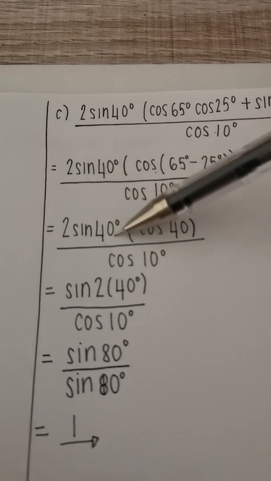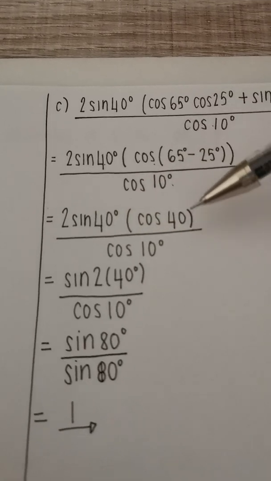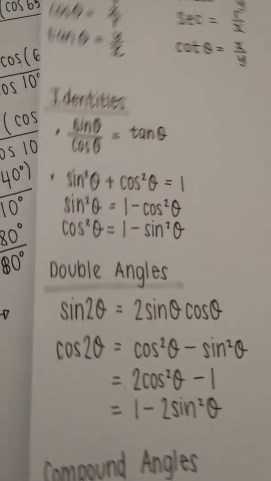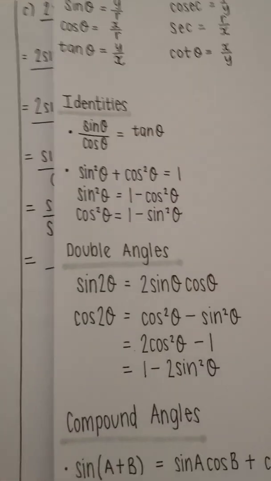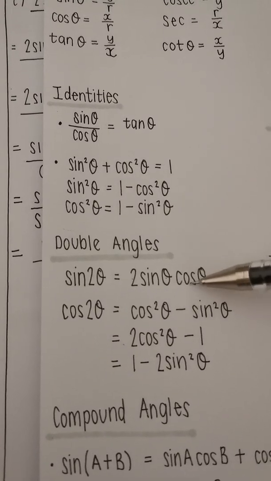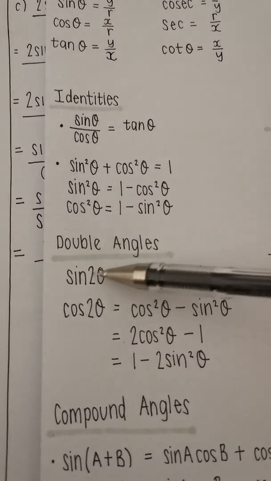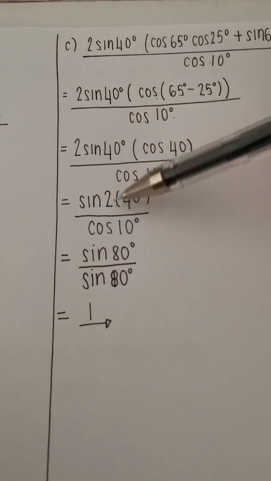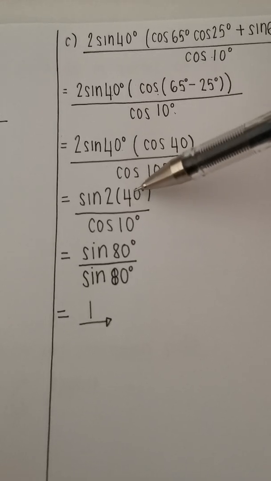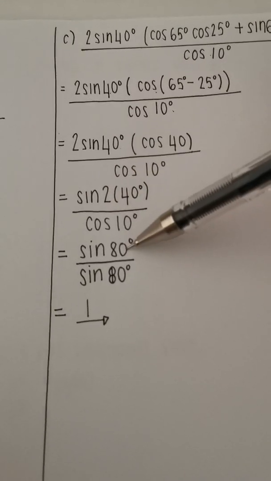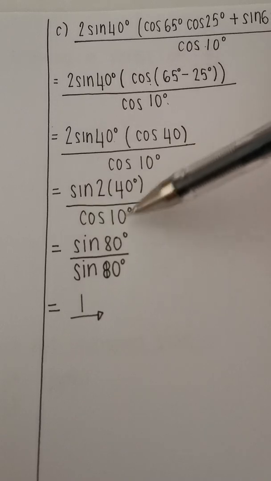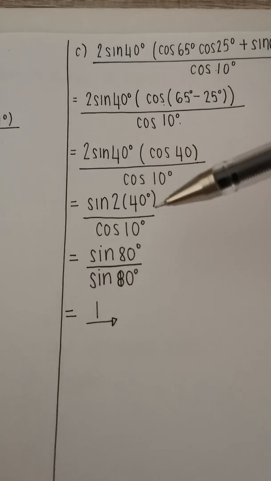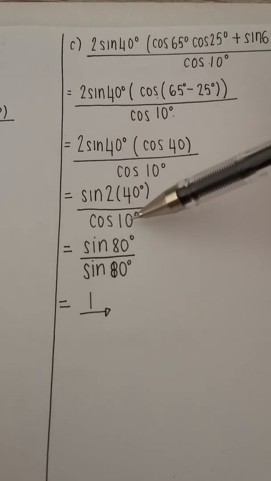Okay, now I notice something over here. I have 2 sine 40, cos 40. That looks oddly familiar. Let's go back to our double angles. 2 sine of a particular angle cos of the same angle gives us the double of that angle when it's with sine. So I'm changing this here to sine 2 times the particular angle, which happens to be 40. 2 times 40 gives me the 80. And I see here at the bottom, cos of 10, right? Cos of 10 can be changed to 90 degrees minus 80 degrees, isn't it? To give us 10 degrees.